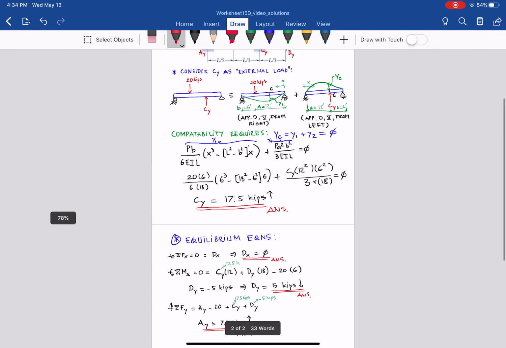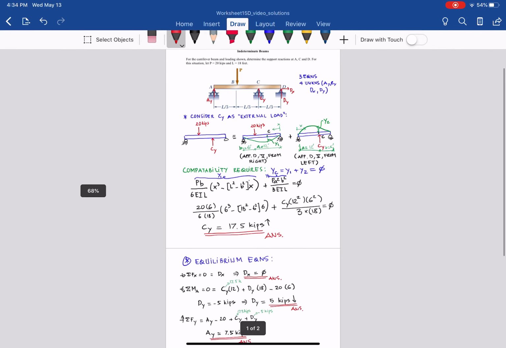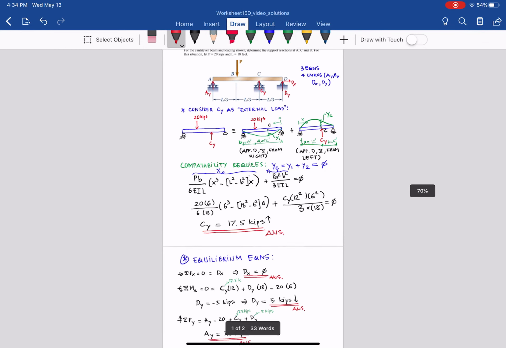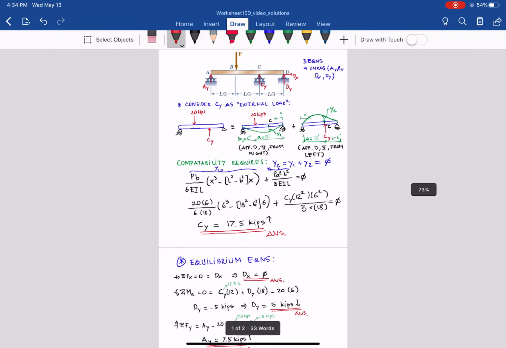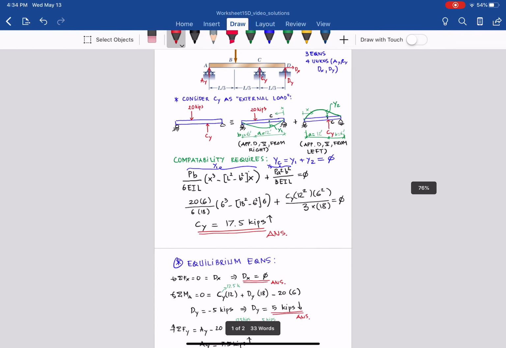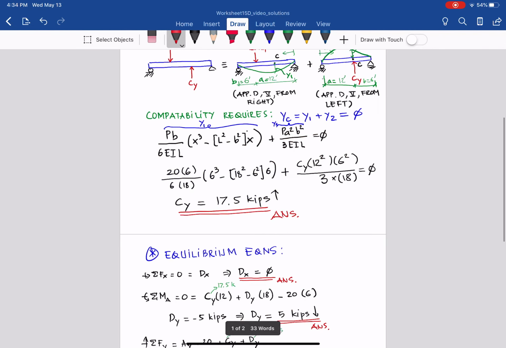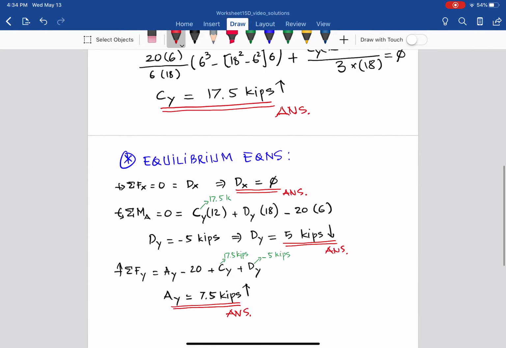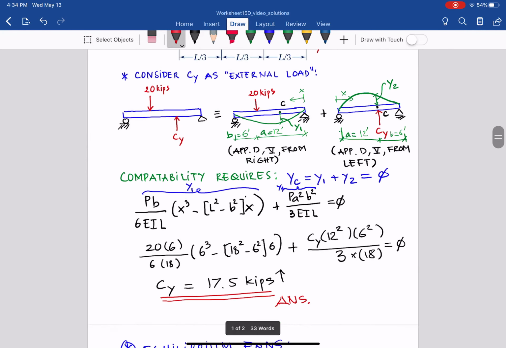So as you can see, for this one we still have to use compatibility and remove one reaction to find the deflection and superposition before we can apply the equilibrium equations that we learned in statics to solve for the rest of the problem.